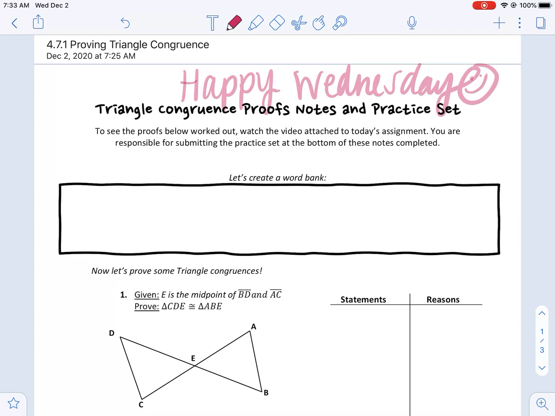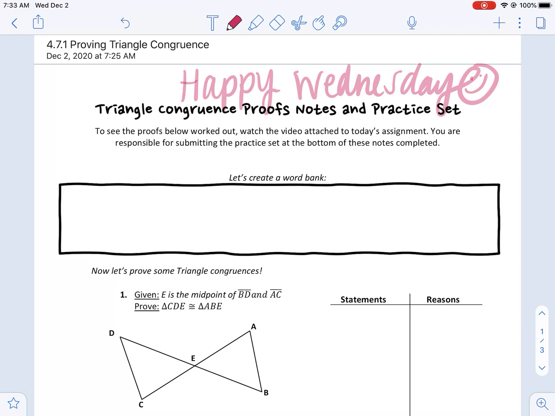Okay, so today we're going to use those triangle congruence postulates and theorems we learned yesterday, and we, of course, have to do some proofs with them. The first thing I'm going to do, since it's right off the bat of the video and will maybe be the most helpful for all of you as you work through these proofs, is to create a word bank.